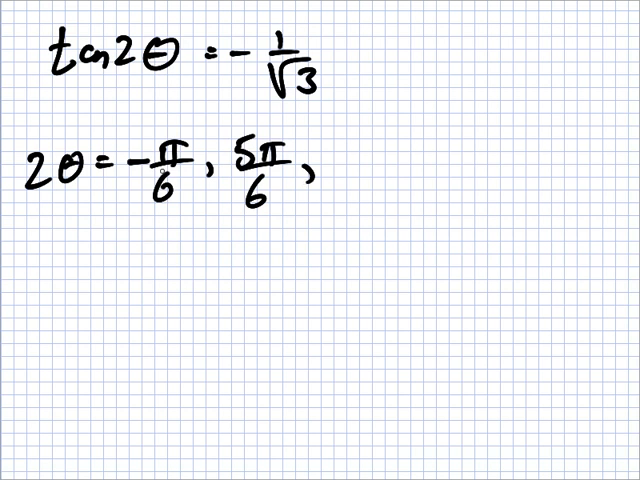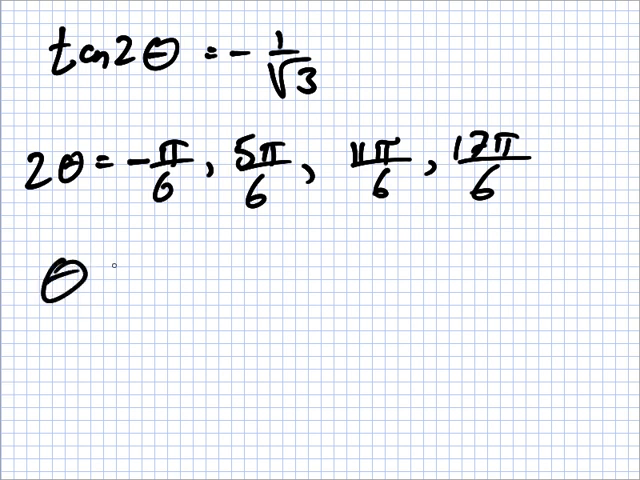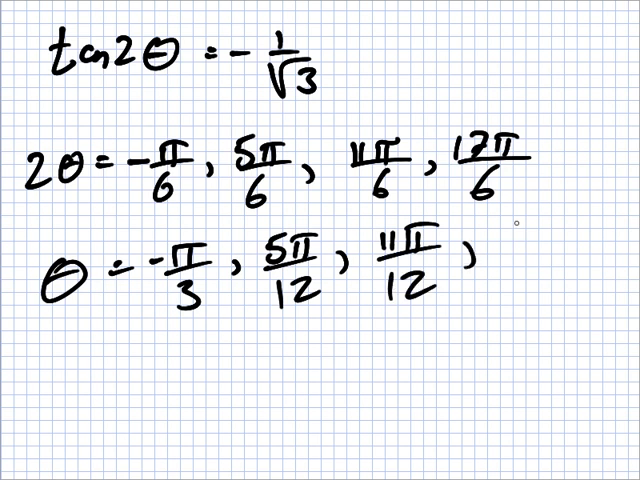So if I add 2 pi onto this, what's that? 11 pi over 6? And 17 pi over 6. Is that right? Yes. Yeah, I think so. Now, next we divide by 2. So theta is minus pi over 3, 5 pi over 12, 11 pi over 12, and 17 pi over 12.